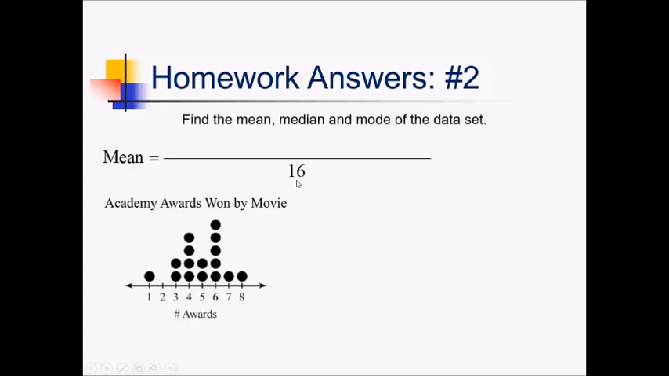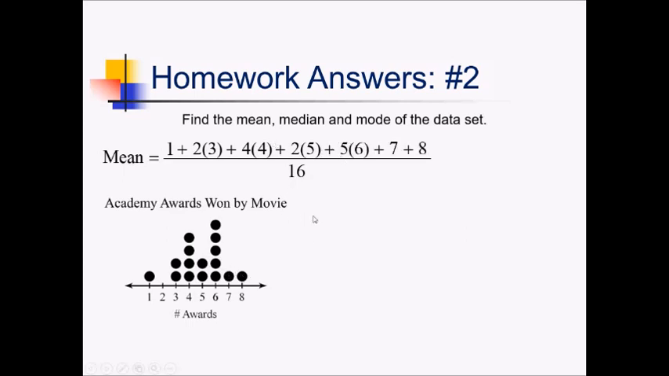Okay, well, let's add up the total number of awards. So we've got 1 of these 1s here, and now we've got 2 of these 3s. So I'll just write plus 3 times 2, or 2 times 3, either way. And we've got 4 of these 4s, so 4 times 4, and 2 of these 5s. And then, let's see, 5 of these 6s. And then finally, we have a plus 7 and a plus 8.